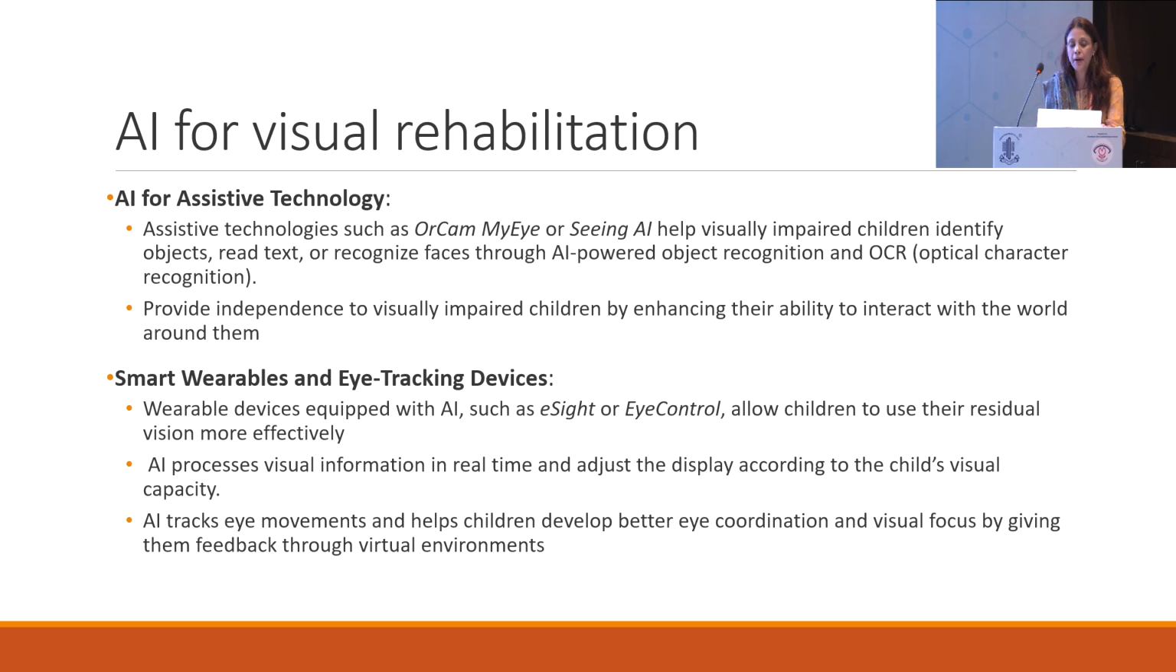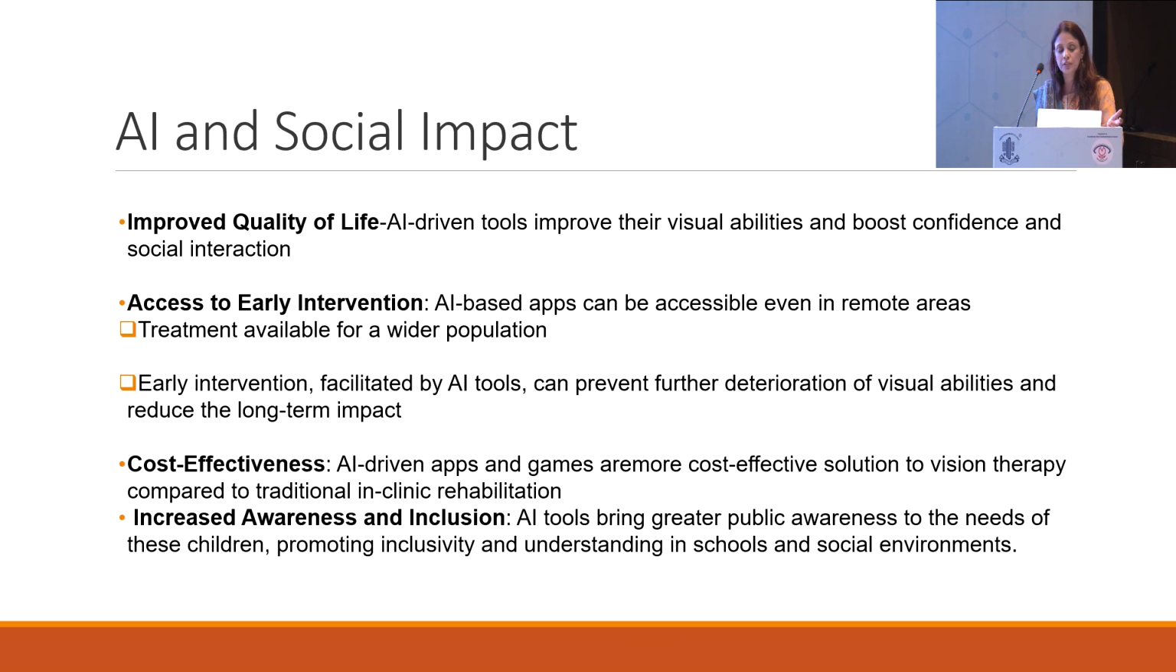We have the ORCAM-MI, or the Seeing AI, which is AI-powered recognition, which helps in object recognition as well as optical character recognition. It gives power to visually impaired children and enhances their ability to interact with the real world. We have smart wearable eye tracking devices, like eSight. So the social impact of all these AI devices on visually disabled children is that it improves their quality of life. They're able to navigate in the normal real world.